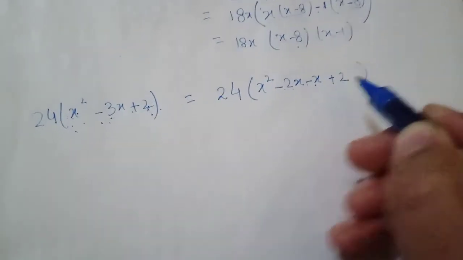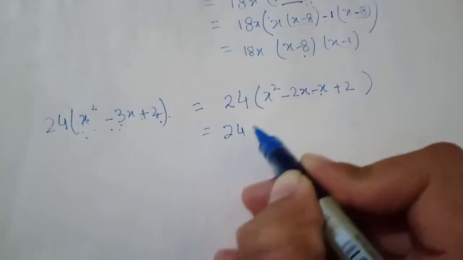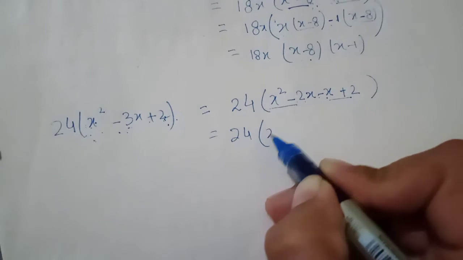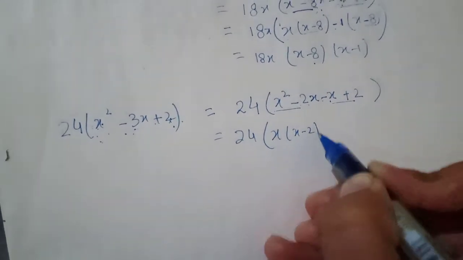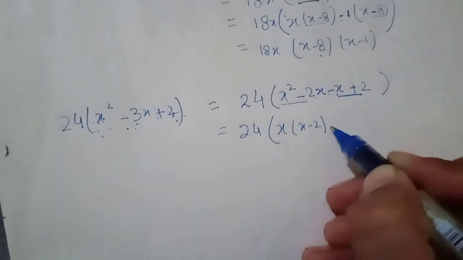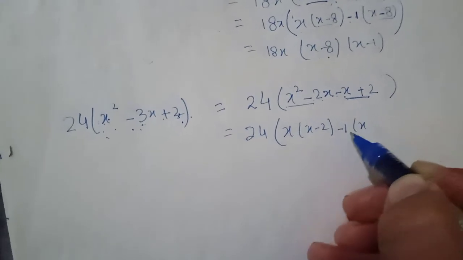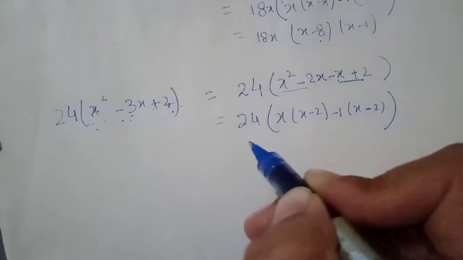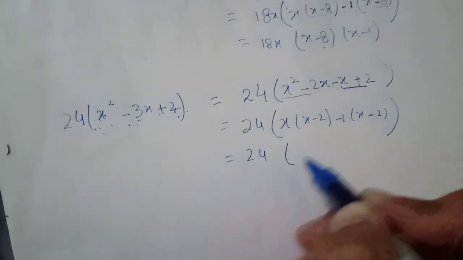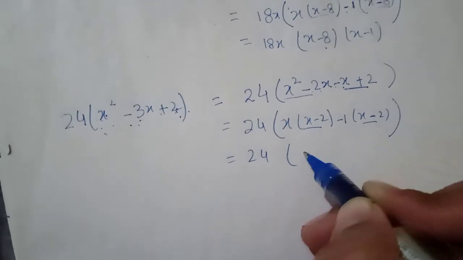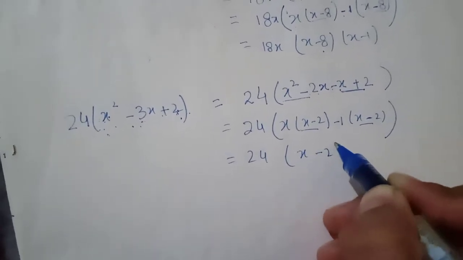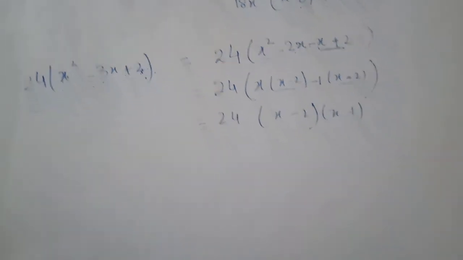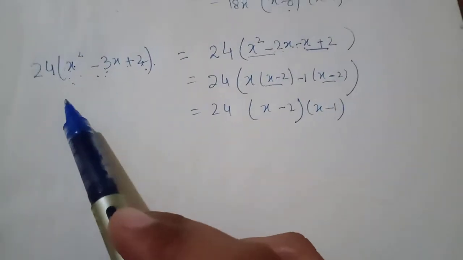So now you will take common from the first two terms and then from the last two terms. From the first two terms, common is x, and you will get x minus 2, and from the last two terms, common is minus 1, and you have x left. The outer sign is negative, so the inner sign will be changed, and you will write 24. The common expression will be written once, x minus 2 into x minus 1. Is it clear? Okay, I have factorized the other expression also.